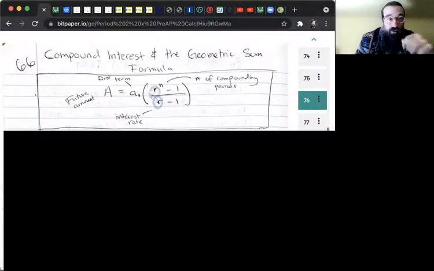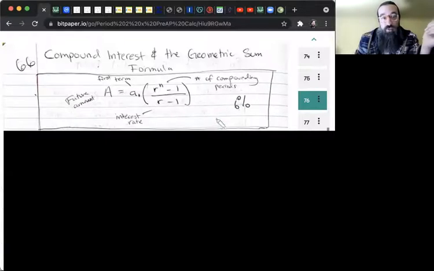The R is the interest rate, like always. So if the interest rate was 6%, then you would want to write something like 1.06. All right, so just keep that in mind. And then N is the number of compounding periods. So whether it's months or years, however it's set up, you'll use the total number there. All right, so that's the formula.